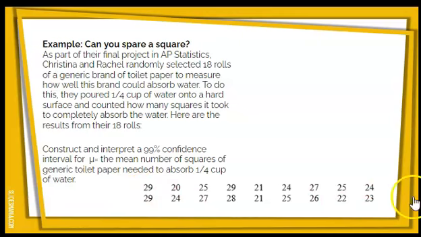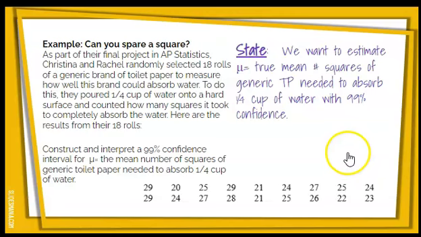So here's their data. We have raw data here. We don't know anything about the population, and we know we only have a sample of 18. So let's walk it through the state, plan, do, conclude process. First, what are we doing? We want to estimate mu, the true mean number of squares of generic toilet paper needed to absorb a fourth of a cup of water with 99% confidence. Let me stress, you are not finding mu, you are estimating mu. So be very careful that you don't use the word finding.